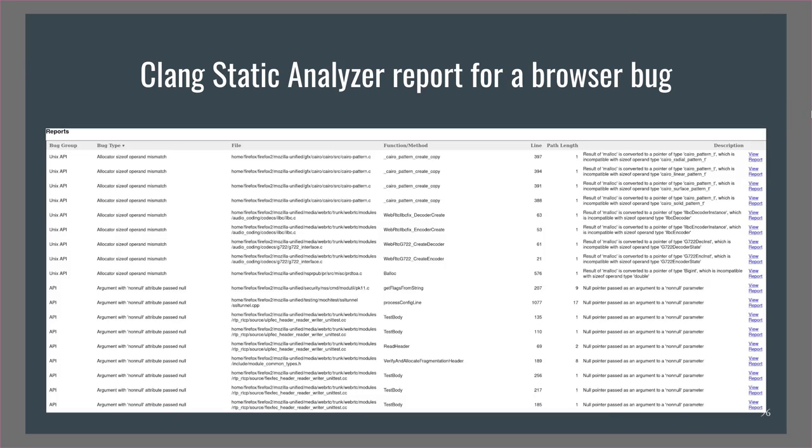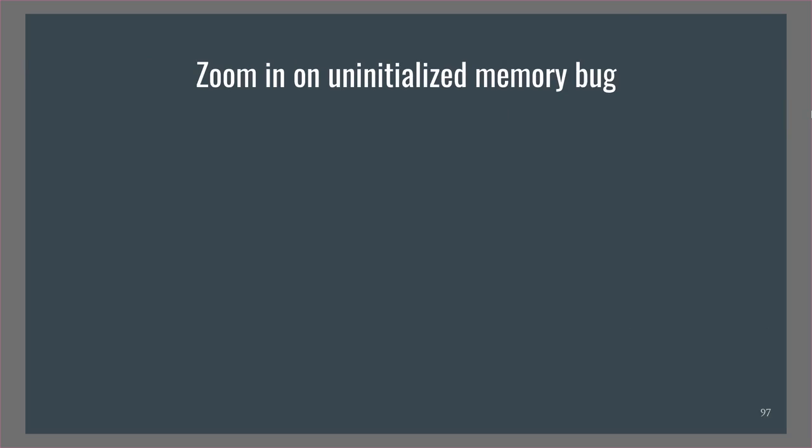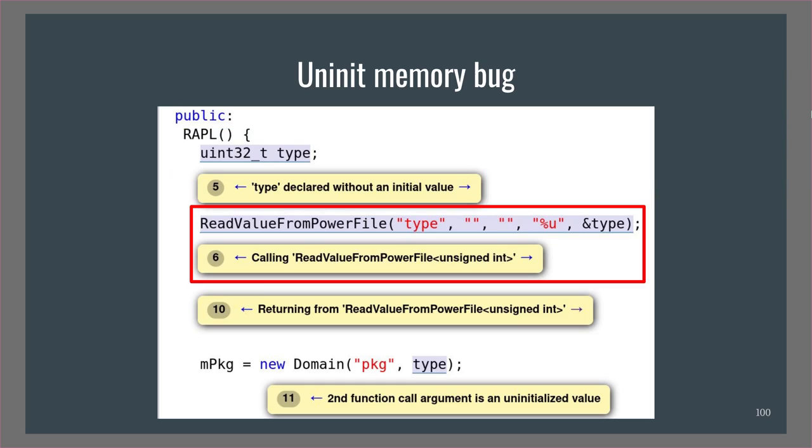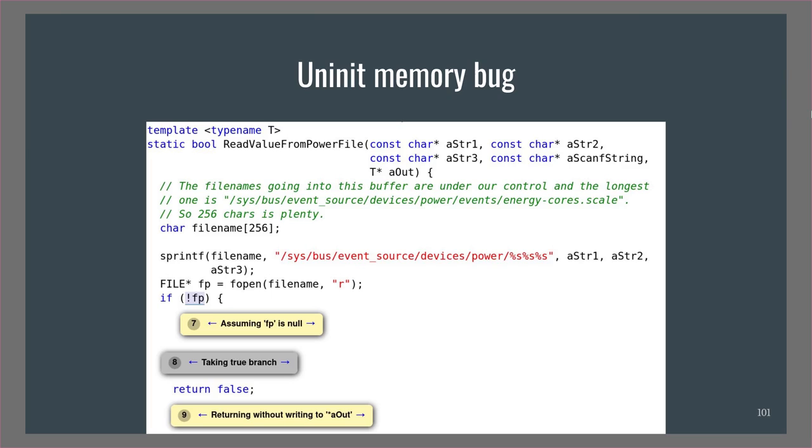And then finally, we can zoom in on just one bug report, an uninitialized memory report. Here's the first part of that report. It's in the RAPL function. In step 5, in this red box, you see that type is declared without being initialized. Then in step 6, type is passed to read value from PowerFile. It might get initialized in the function call, we don't know, so let's follow read value from PowerFile. Here's that function. And the final parameter, aout, is type from before, that thing that we don't want to be uninitialized. And indeed, in step, that's type.